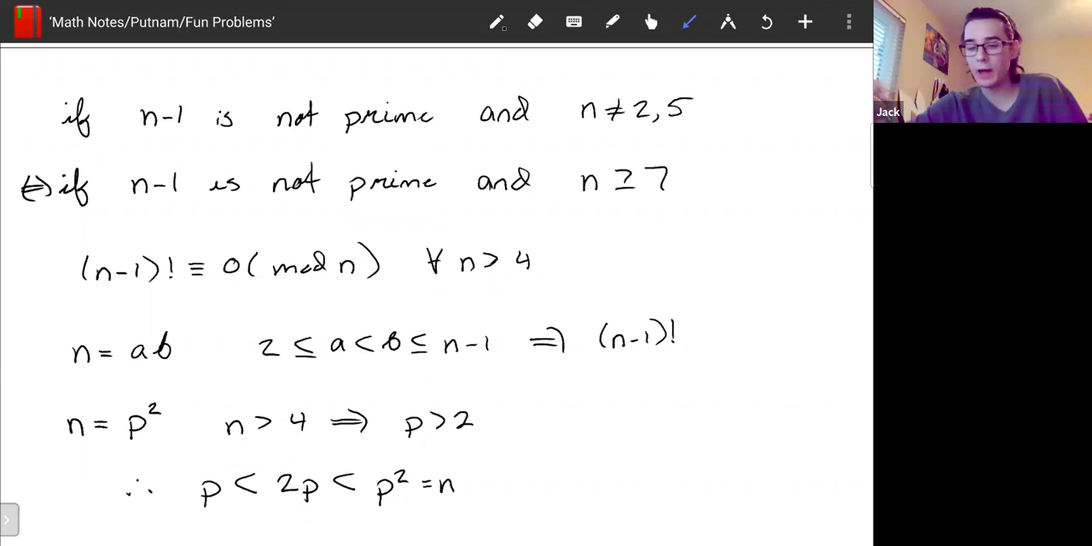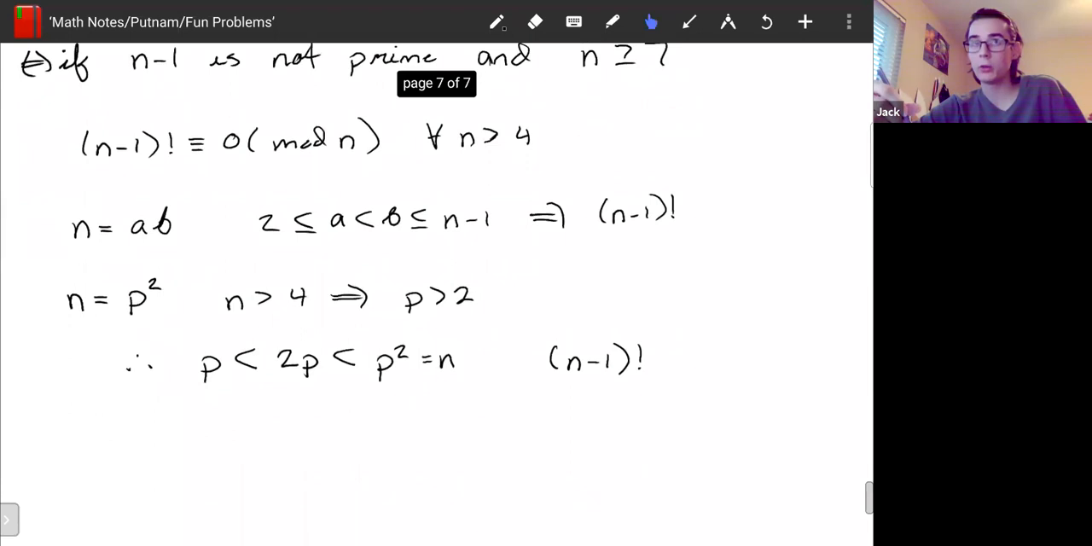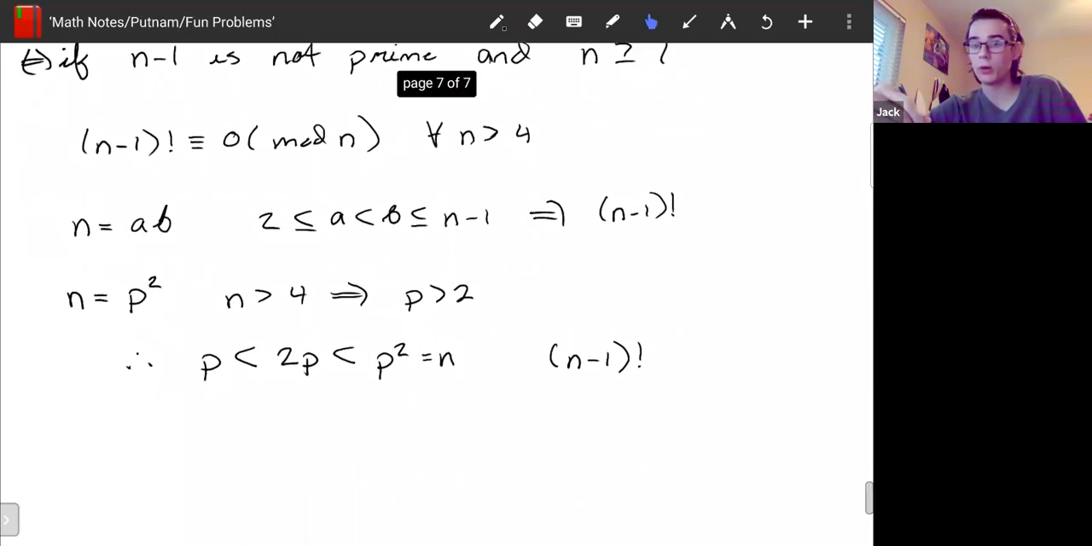And that, of course, means that both p and 2p appear in the product n minus 1 factorial. So that means n appears in that product. So therefore, if you take it mod n, you, of course, just get 0. So that's the number theory part of this, right? You just need this result, and we'll go ahead and we'll use it right now.